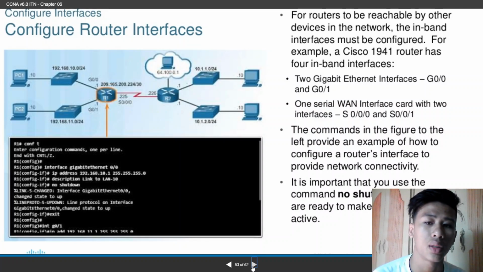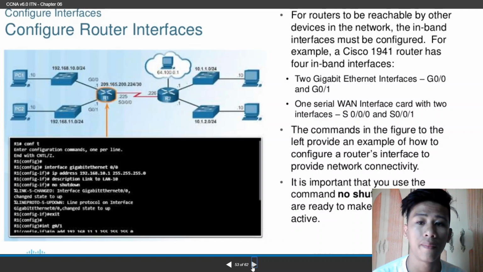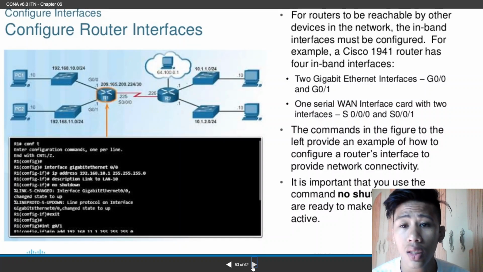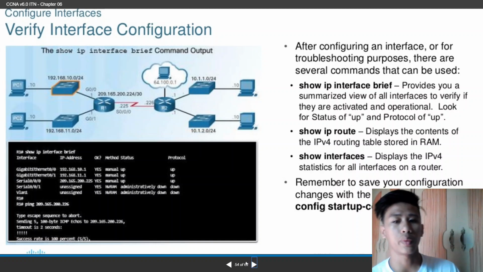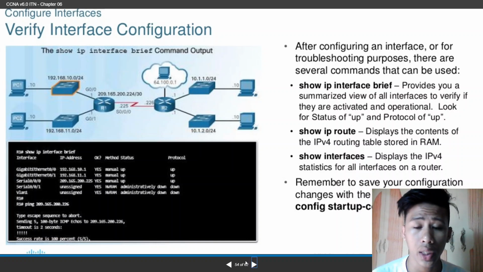For interface configuration, the interfaces must be configured so they are reachable by other devices in the network, and the in-band interface devices must be configured. To verify interface configuration there are three commands: show ip interface brief, show ip route, and show interfaces. And remember to save using the copy running-config startup-config command.